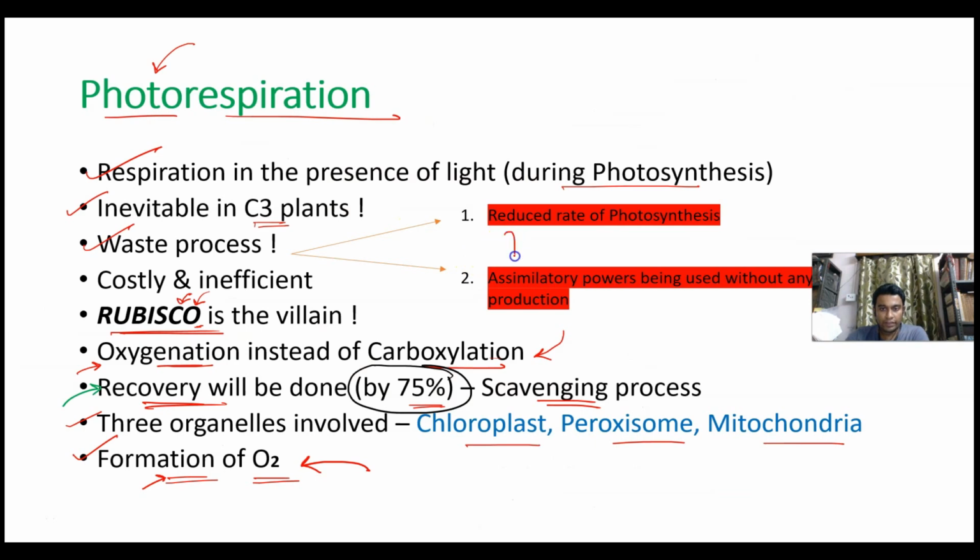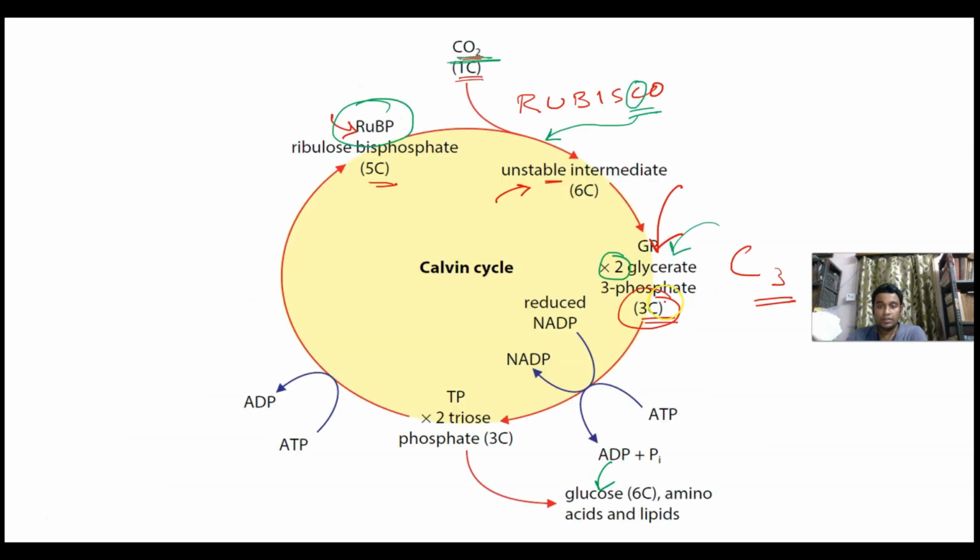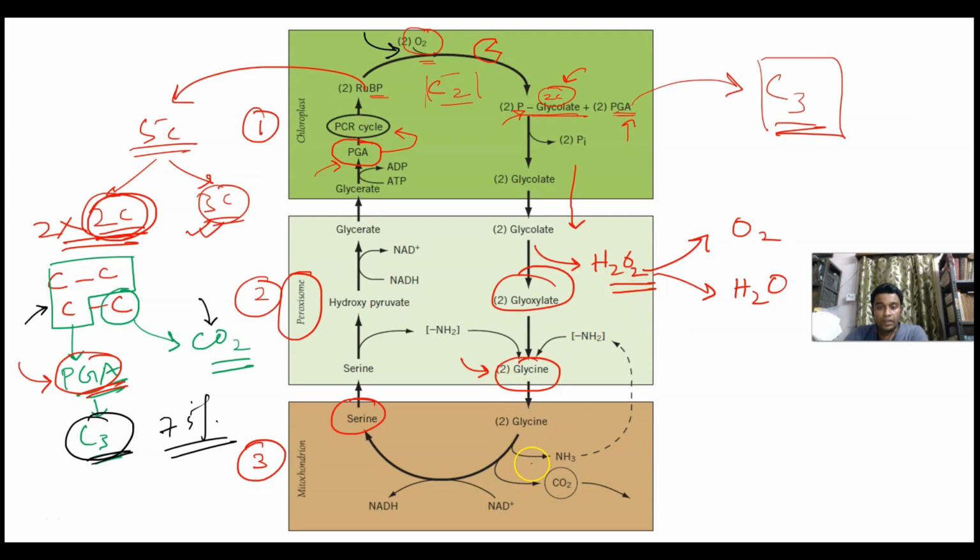Now if you see, I wrote something here. Now you focus on the second point. Assimilatory power is being used up without giving any significant production. You come here now, you see. You are using the assimilatory power somewhere here. I'll show you. If you see here, right, this is just an example. So if you see, you are using this assimilatory power, but not to produce glucose, but to recover the carbons. So this is not that efficient. That's about photorespiration.